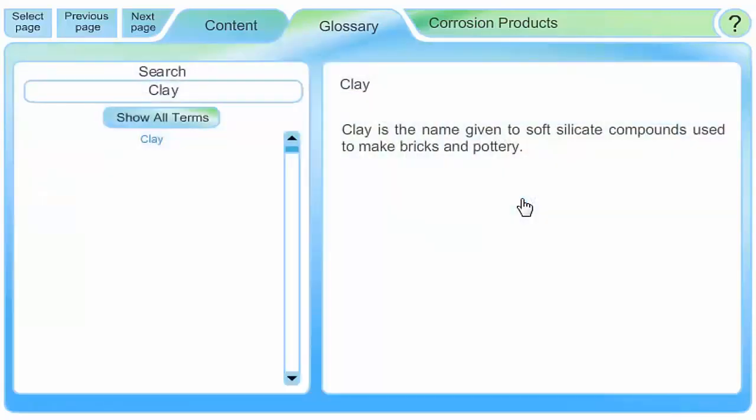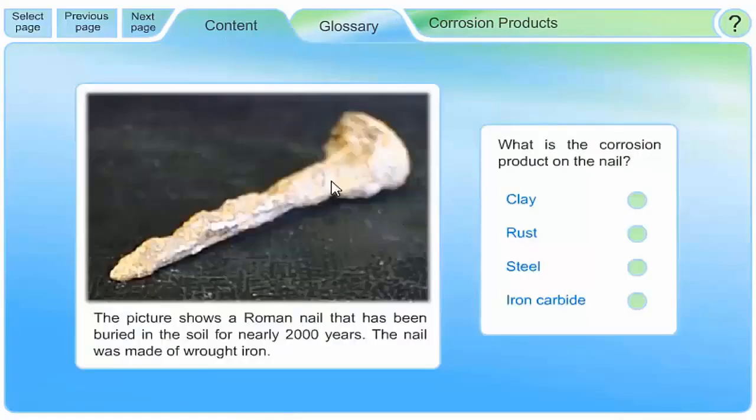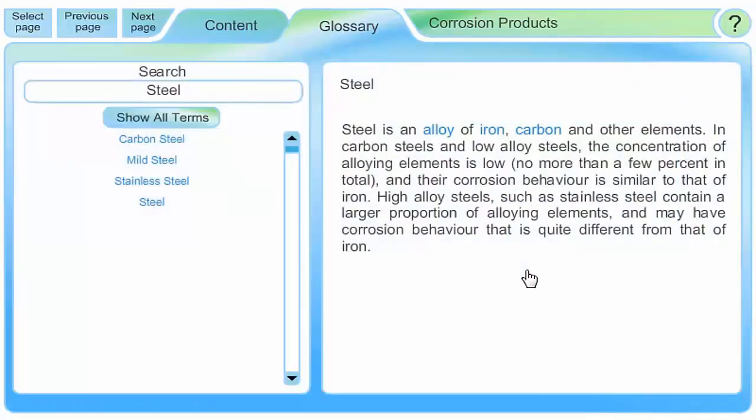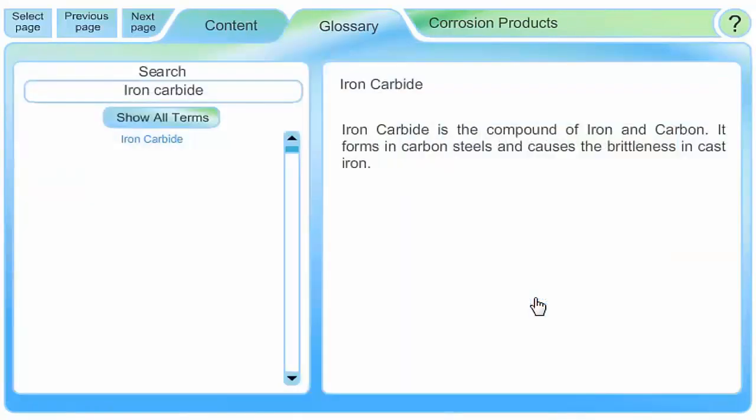Clay is the name given to soft silicate compounds used to make bricks and pottery. Steel is an alloy of iron, carbon and other elements, while iron carbide is a compound of iron and carbon that forms in carbon steels. In small amounts it makes the steel strong, and in larger amounts it causes it to be brittle.